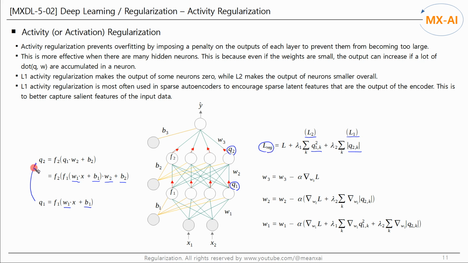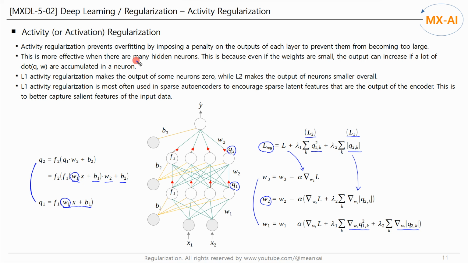Since W3 is independent of Q1 and Q2, W3 is updated using only the gradient of the existing loss like this. Since W2 is independent of Q1, the partial derivative of Q2 with respect to W2 is added here as follows. So W2 is updated as follows. W1 is used in both Q1 and Q2, so the partial derivatives of both Q1 and Q2 with respect to W1 are added. Updating W in this way prevents overfitting by not increasing the outputs of hidden layers. Bias B1 and B2 can be updated in the same way.